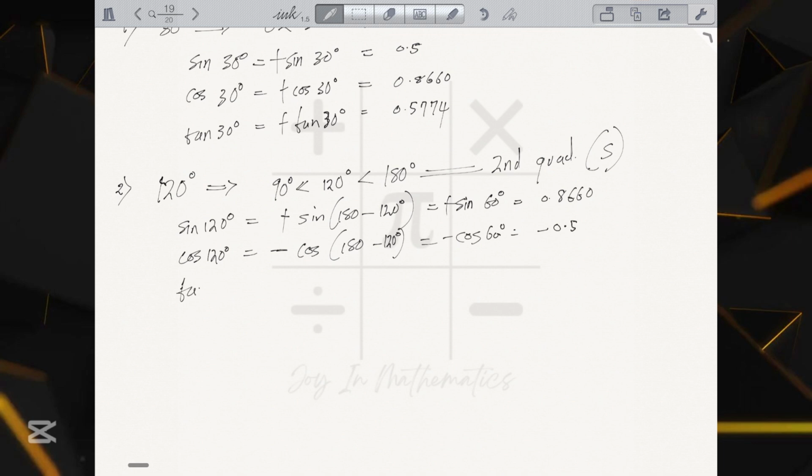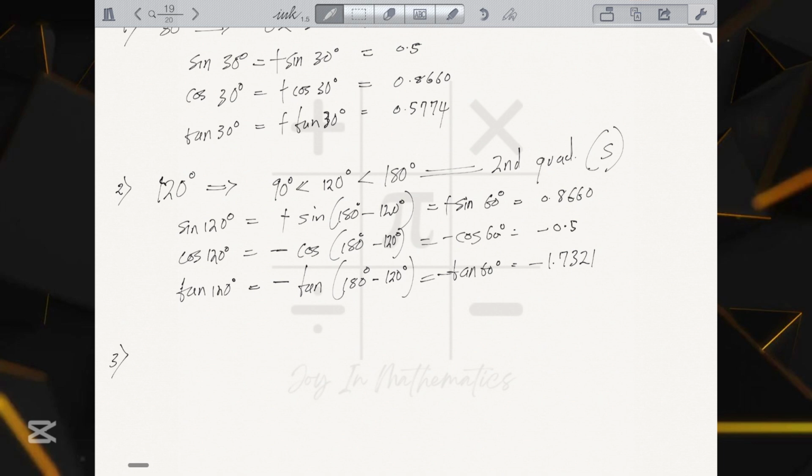Moving on, tan 120 degrees. Tan 120 degrees in the second quadrant using the relative acute angle formula will be 180 minus theta. Theta in this case is also 120 degrees. So this will give us negative, minus tan 60 degrees. Minus tan 60 degrees in our calculator will simply give us minus 1.7321. This we have learned for the second quadrant.